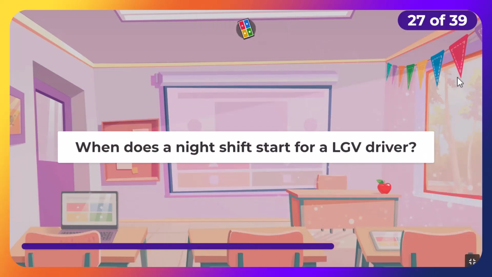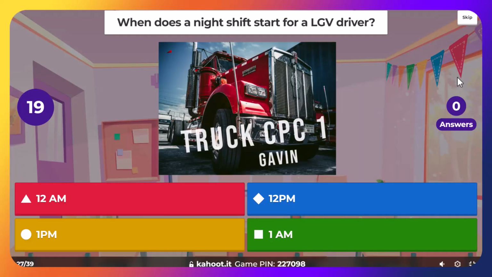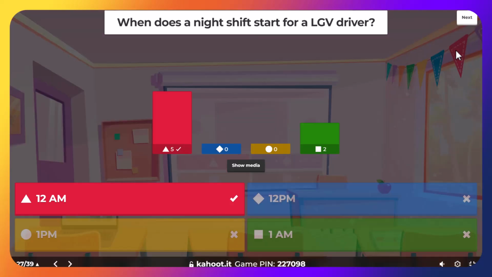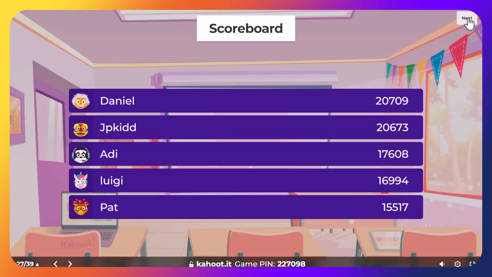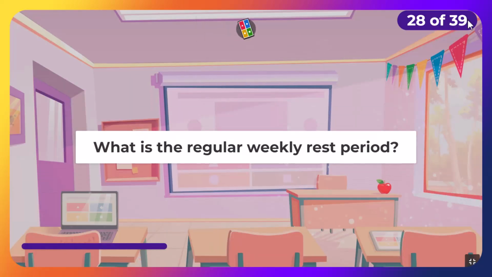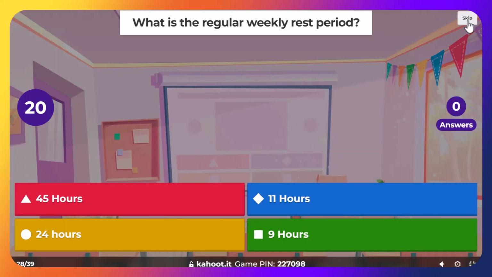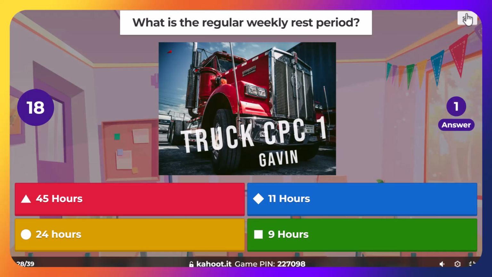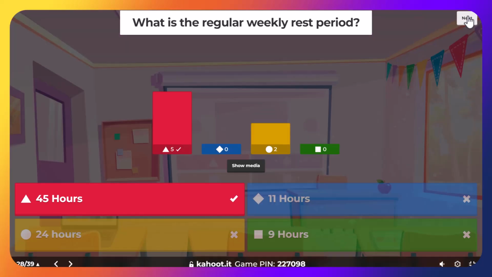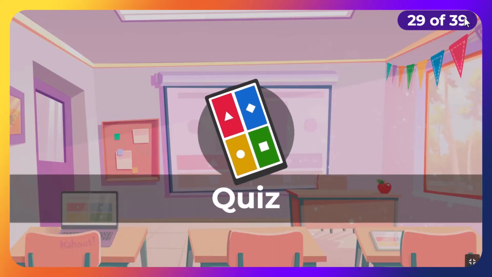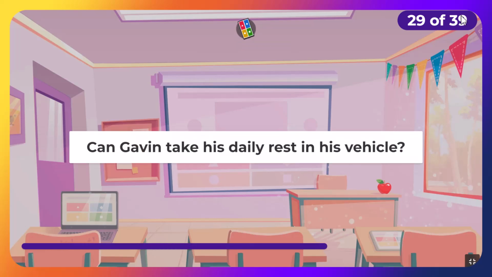When does a night shift start for truck drivers? Again, this is something you need to know through all of your career. 12 till 4. What is the regular weekly rest period? This is another question I consider to be basic. Your regular weekly rest period. Can Gavin take his daily rest in his vehicle?